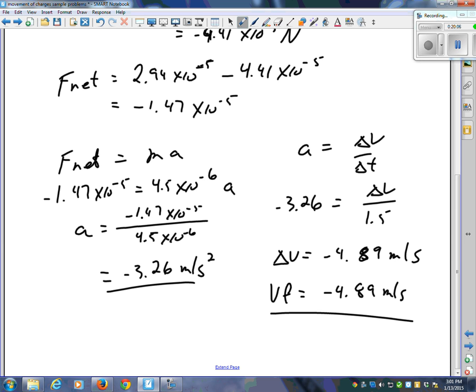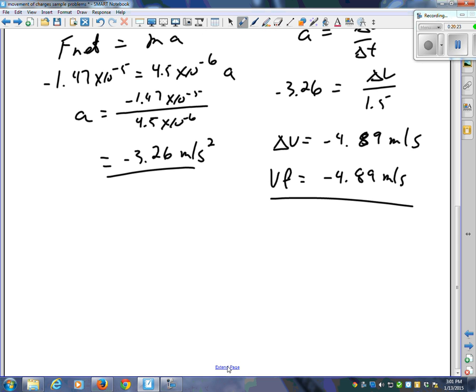The last part says, how far will it have fallen? I need a formula with D in it. V bar equals D over T. Do I have V bar? No! You need this intermediate one. There's no D in that. You can't do V bar is D over T until you've got V bar. Does VF or delta V equal V bar? No!